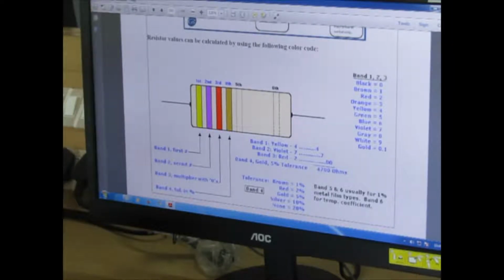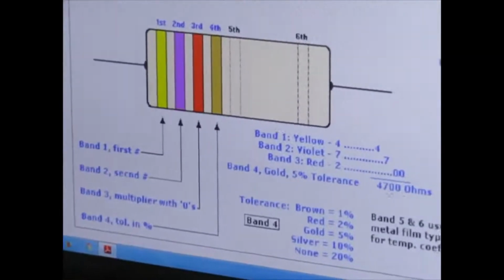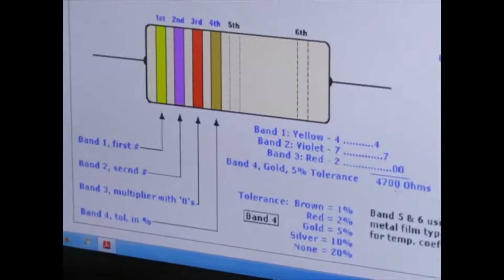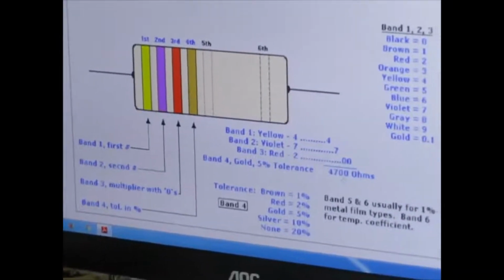If you are using the 1, 2 and 3 color bands, for example, here yellow is 4, violet is 7, red is 2. Based upon these color code values, we can compute and come to know that the total resistance of this resistor is 4700 ohms, which means 4.7 kilo ohms.